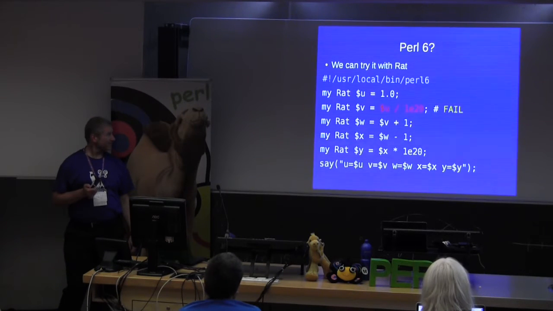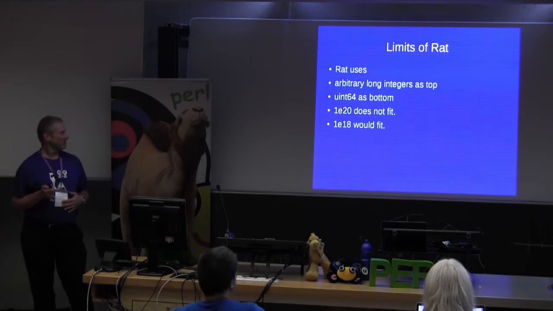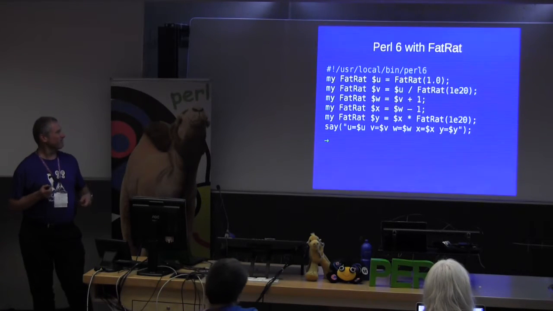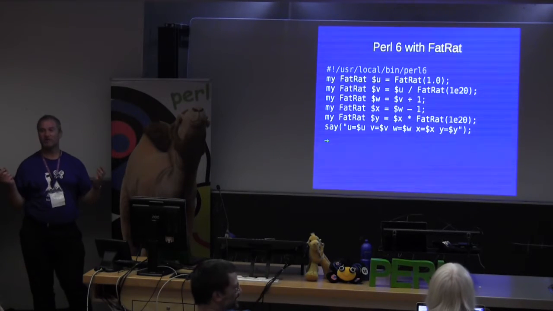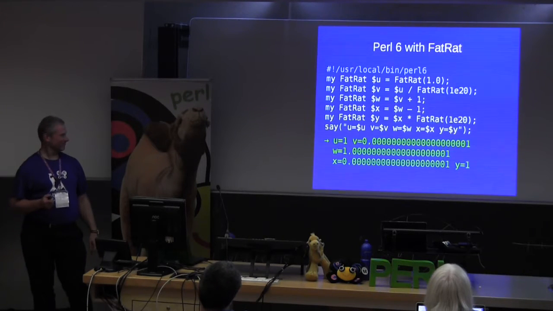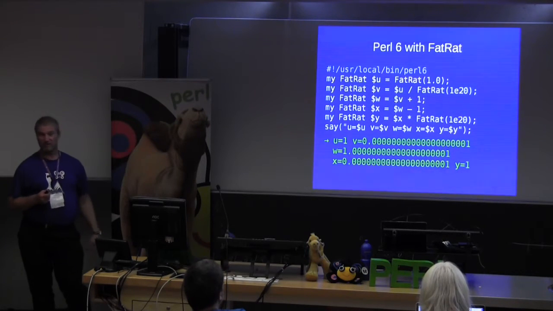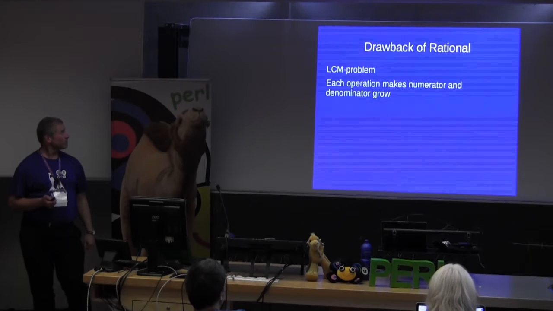So, yeah, but it's not that bad as we think. That's the explanation. We can just use FatRat instead. And FatRat just uses arbitrary integers, both bottom and top. And in that way, we can try it again. Yeah. Just works. It just expresses them in a different way, but it doesn't matter. It's just the same as the Perl 5 one. So, that's a good way.